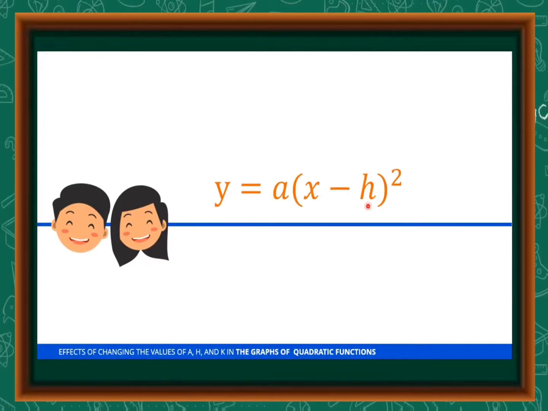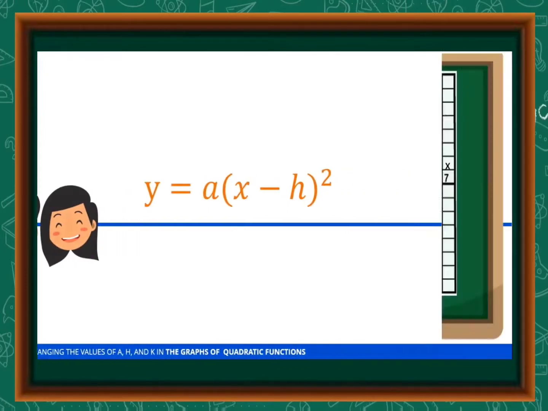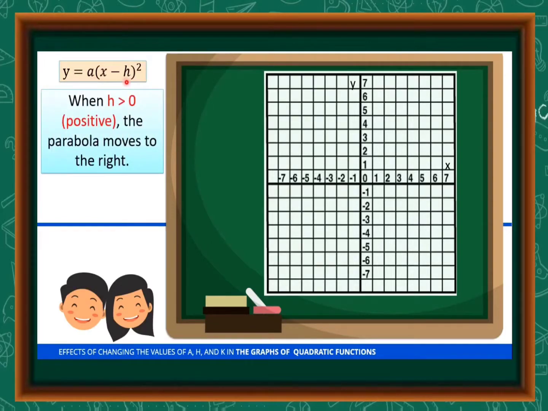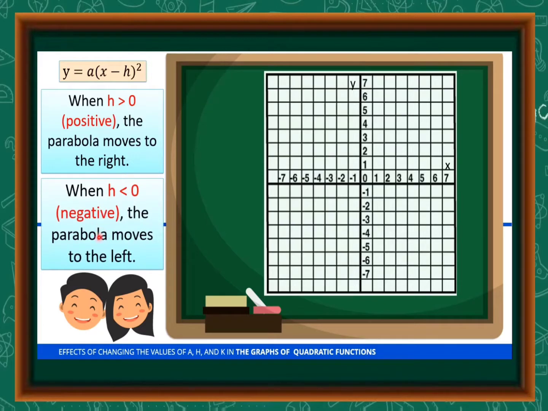Now, ano naman kayang effect ng pagbabago ng value ng h sa graph ng quadratic function? Kapag ang equation ng given quadratic function ay y is equal to a times the square of x minus h, ito ang ating kailangan i-consider. Kapag ang h natin ay greater than 0 or positive, ang parabola ay mag-move to the right. Kapag negative ang value ng h, ang parabola natin ay mag-move to the left.